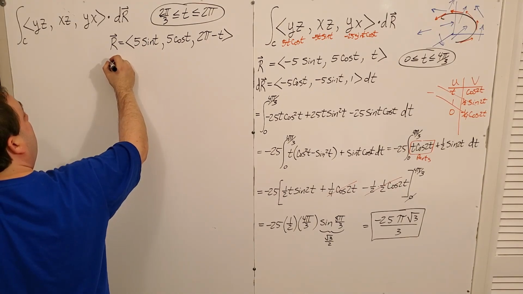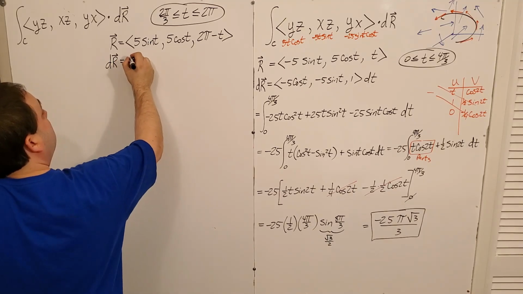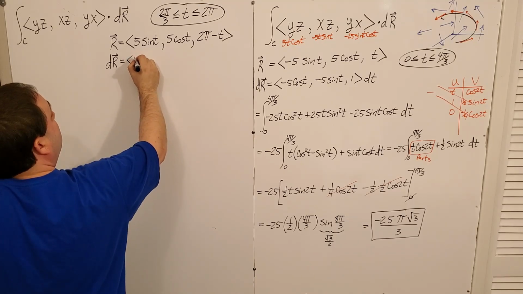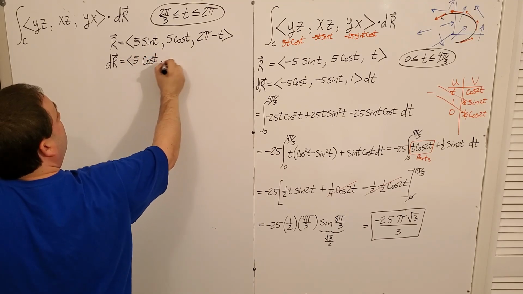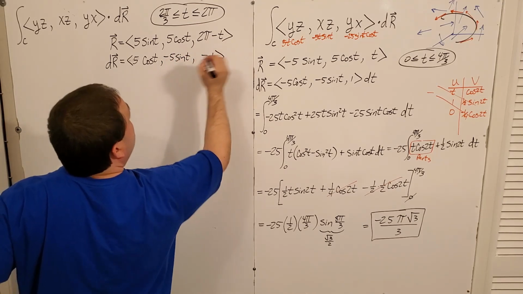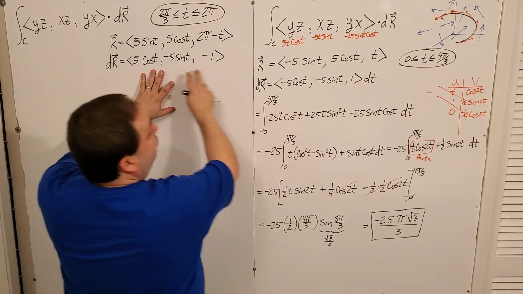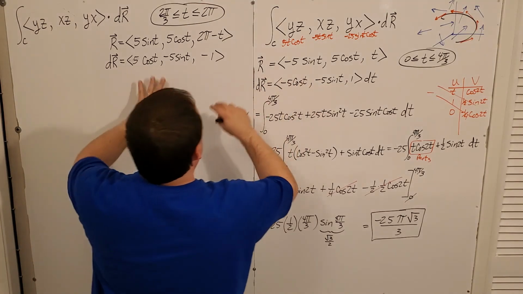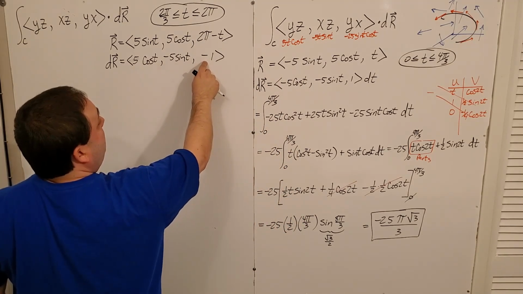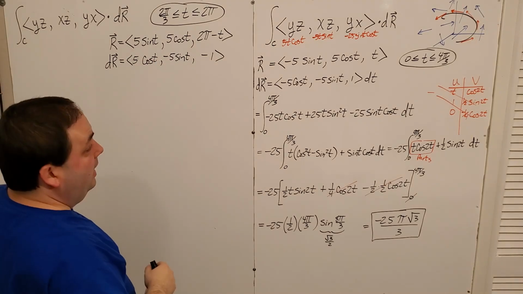So let's get my dr, right? I've got 5 cosine here, negative 5 sine, and then negative 1 this time, right? So you can see that the tangent vectors are practically the same, right? But just a little bit different, right? We've got the opposite directions is going down, and then the x direction is opposite as well.